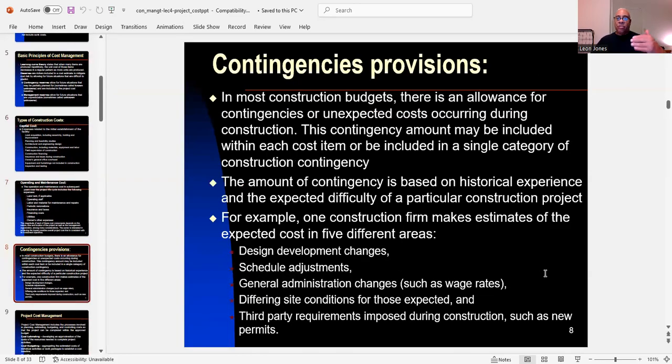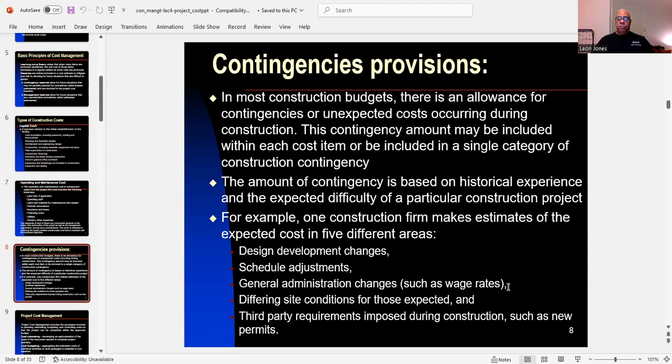We talk about contingencies, provisions. In most construction budgets, there is an allowance for contingencies or unexpected costs during construction. The contingency amount may be included with each cost item, and it may be included in a single category of construction contingency. The amount of contingency is based on historical experience and the expected difficulty of a particular construction project.